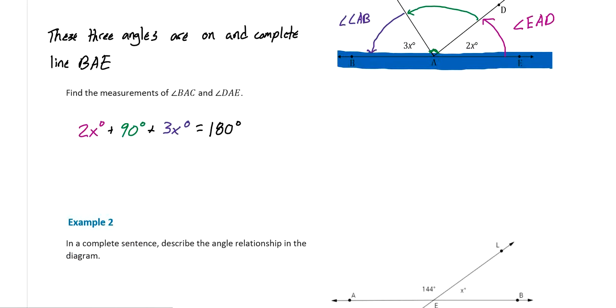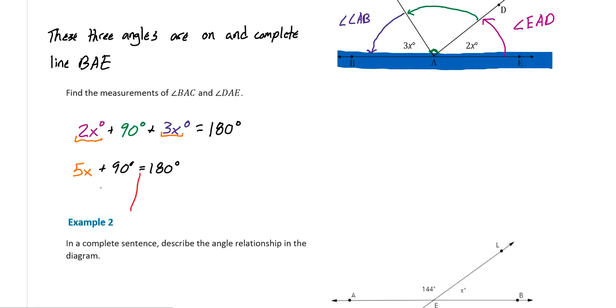From there, well, let's see what we can do. I know that I can take 2x and 3x, and I can actually add those to be 5x, plus 90 degrees stays, plus 180 degrees stays. And look at this. Now I just have a two-step equation.